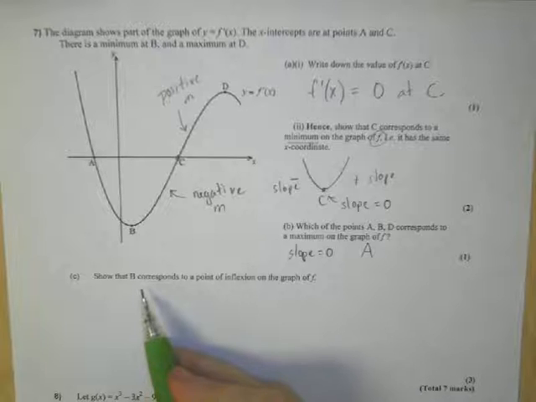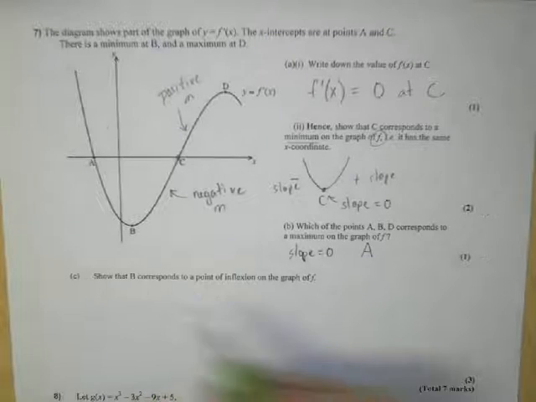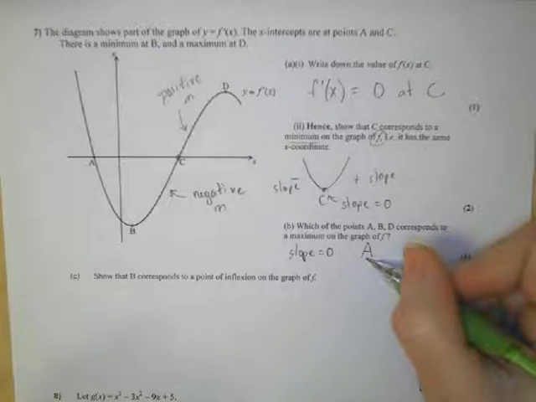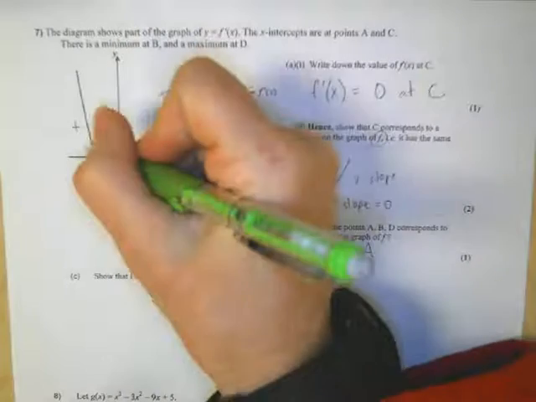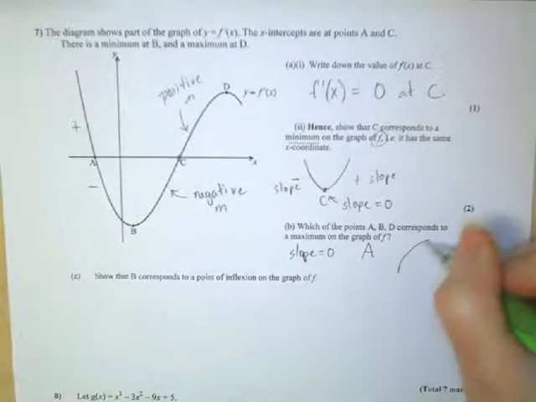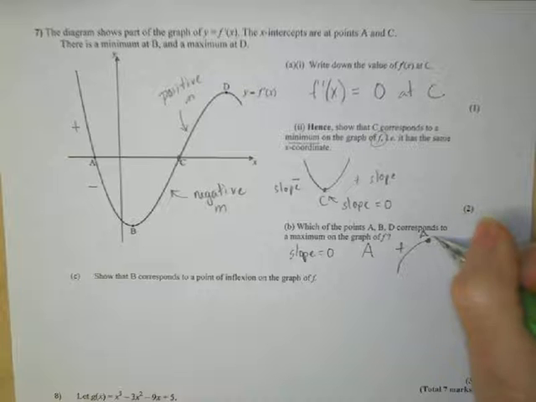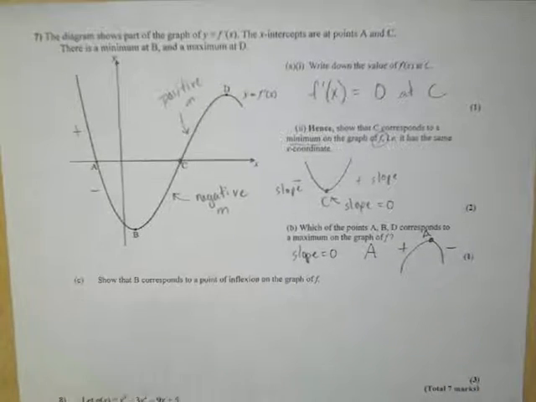Show that B corresponds, and why is it a maximum and not a minimum? Because it's got a positive slope coming into it and negative coming out. Okay, so it's got positive, there's point A, and then it's got a negative slope coming out. Show that B corresponds to a point of inflection on the graph of f.